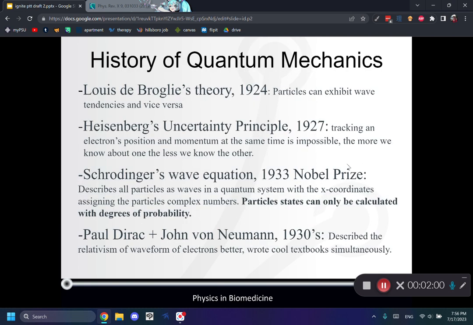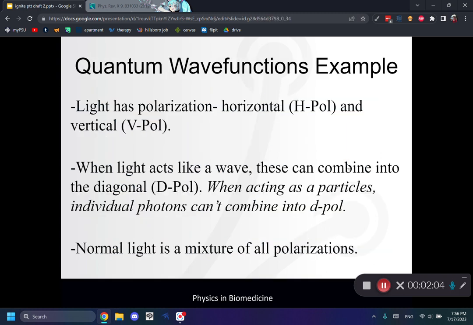And so, quick history of quantum mechanics. I'm not going to get into this now, but this is a good slide. And what we're going to talk about here is quantum wave functions. For example, light has polarization. It has H pole and V pole. We had glasses for that. And when light acts like a wave, these can combine into the diagonal dipole, but when they act as particles, individual photons can't combine into dipole, and normal light is a mixture of all polarizations.